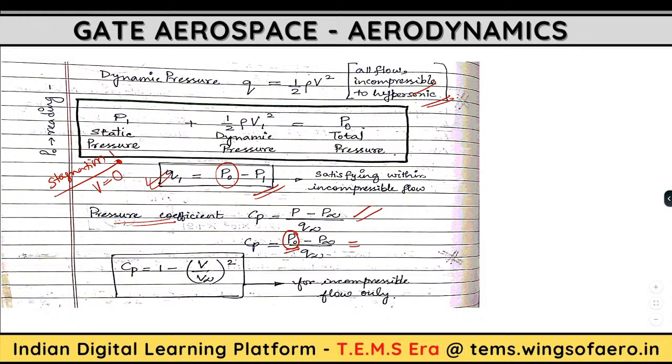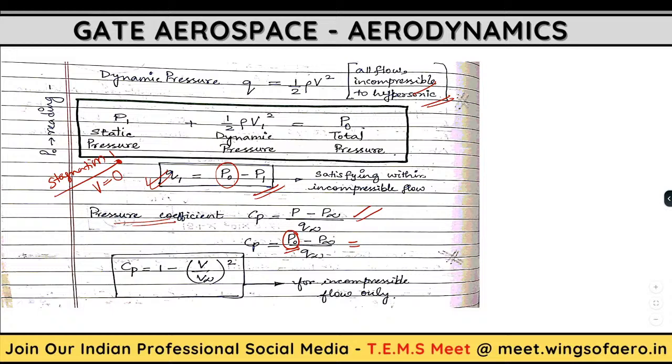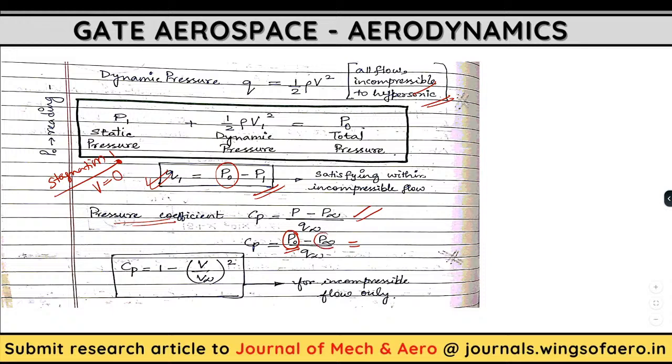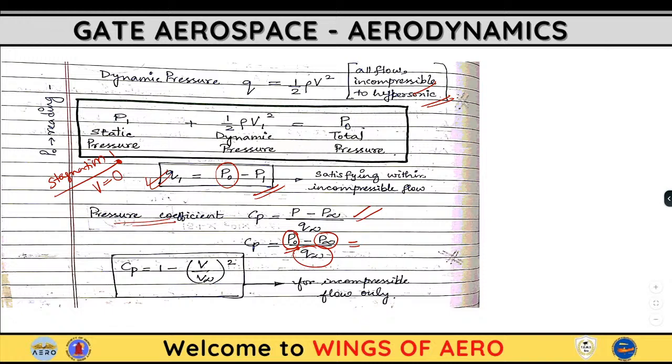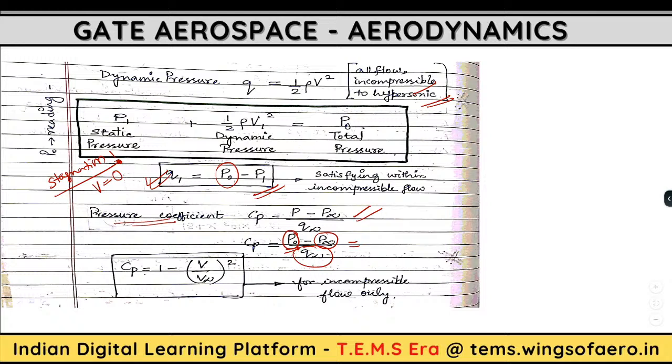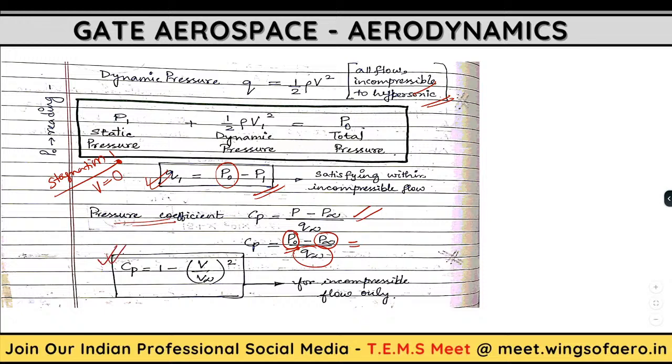And the free stream pressure, if they mention it, that is P infinity. And of course Q infinity is half rho V square. Using this formula we can rewrite the equation as Cp equals 1 minus V by V infinity whole square. Please do remember this formula.